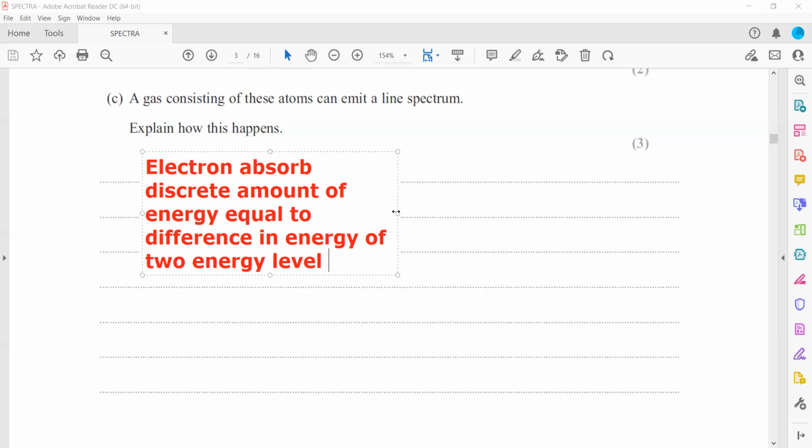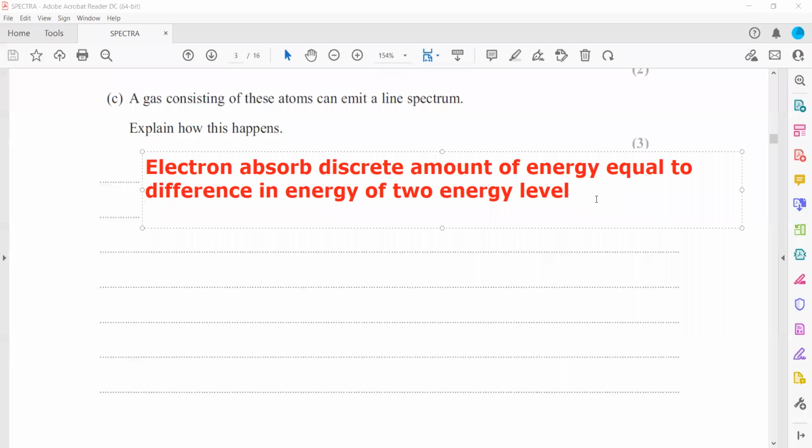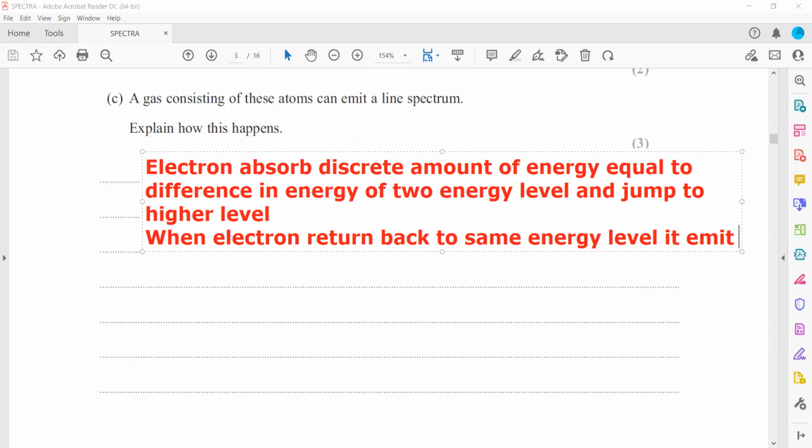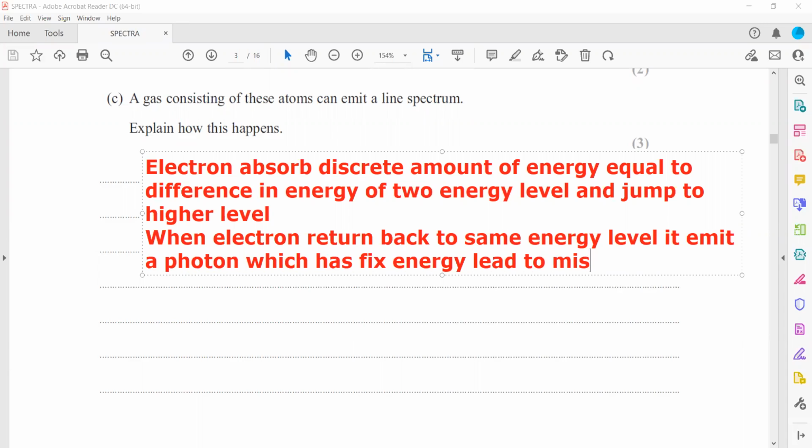This is first what happened, and then when electron jumps back and jumps to higher level, when electron, this is absorption, when electron return back to same energy level, it emit a photon which has fixed energy and leads to emission line spectrum.